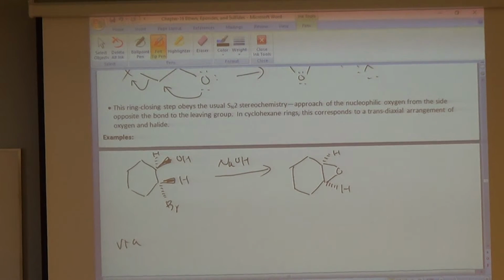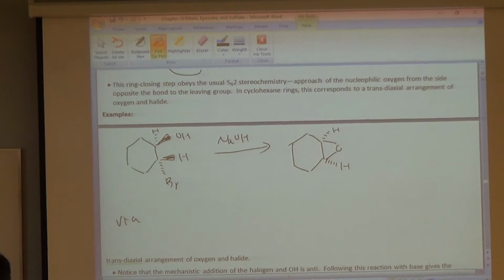With the so-called trans-diaxial arrangement of oxygen and halide. If you want to see those chair structures for cyclohexene, you will have the chair conformation of your cyclohexene. Let's see, we will draw all those H out. And here you have Br, and here H, and here you have your OH.